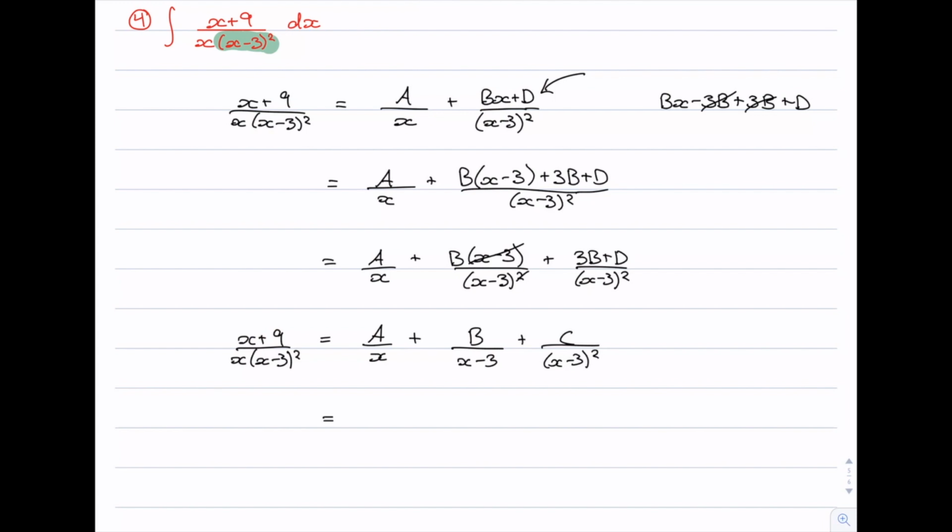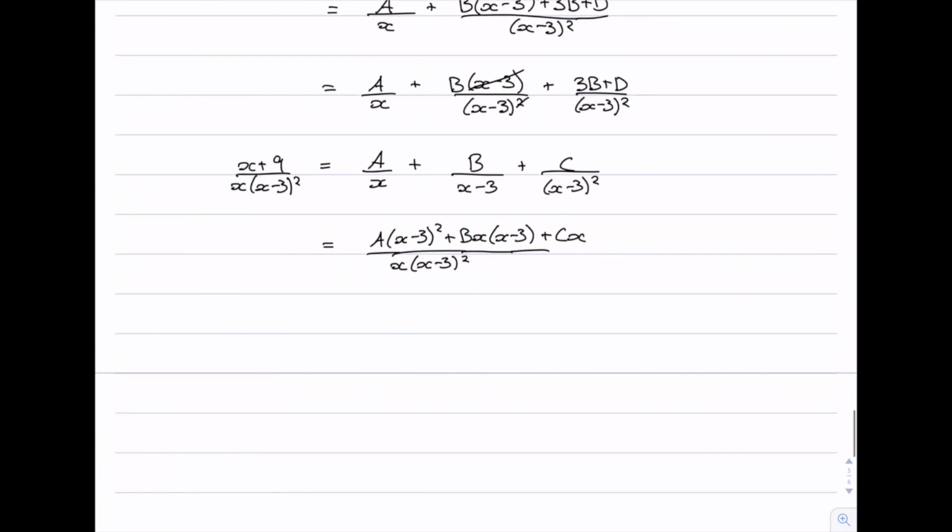Let's make a common denominator on the right hand side. Clearly our common denominator is going to be x(x - 3)². So we'll get a times (x - 3)² plus bx times (x - 3) plus cx. Okay, and now we can equate our numerators. So we have x + 9 is equal to a(x - 3)² + bx(x - 3) + cx.